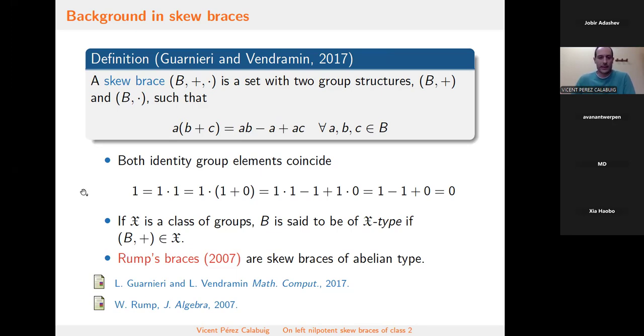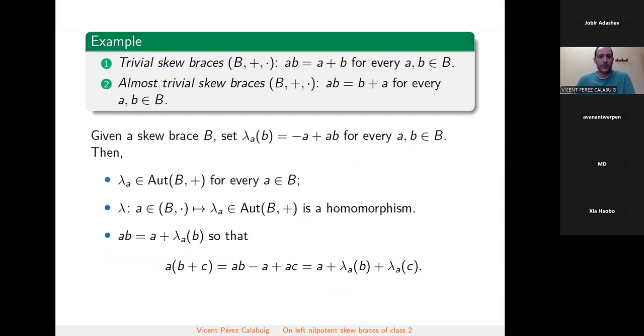Let's see a couple of examples. The first example shows that the class of groups can be seen as a particular class of skew braces where both group operations coincide. This is what we call the class of trivial skew braces. Another example consists of considering the multiplicative operation as the opposite of the additive operation. In this case, we also obtain a skew brace structure that we call almost trivial skew braces.